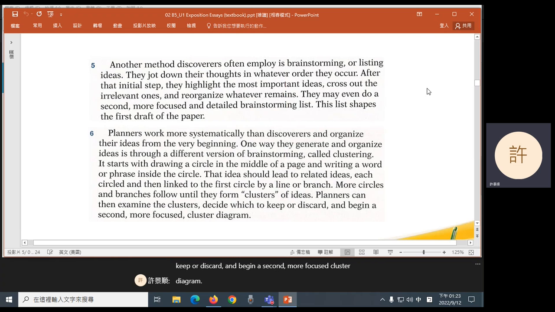So when it says it's a kind of brainstorming, we can compare these two. Brainstorming is simply listing ideas. But clustering is listing ideas and their relation to other ideas. So for the discoverer, brainstorming is simply putting things down on paper. But for the planner, even in the first step, they are already thinking about relations, organization, structure, how to put these ideas together.